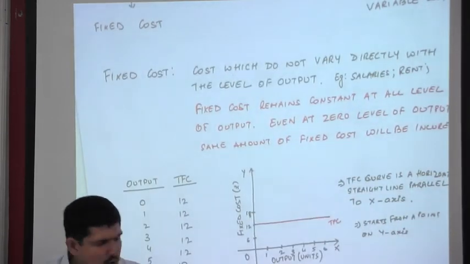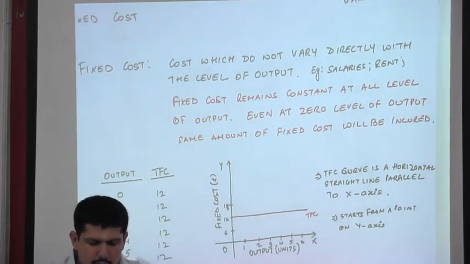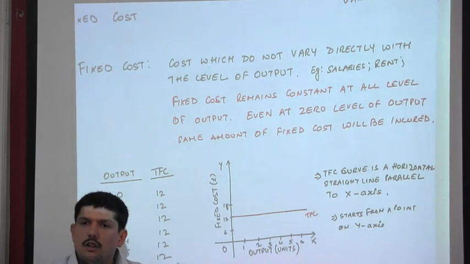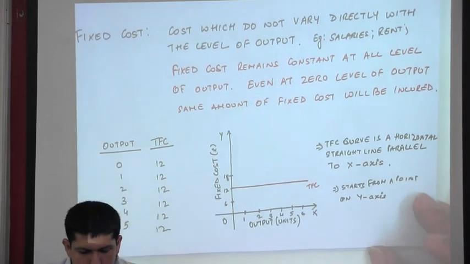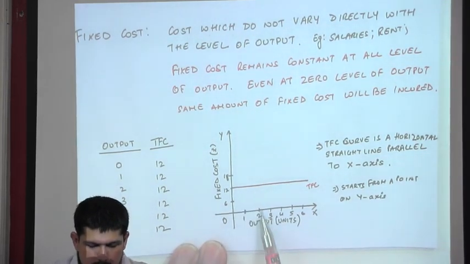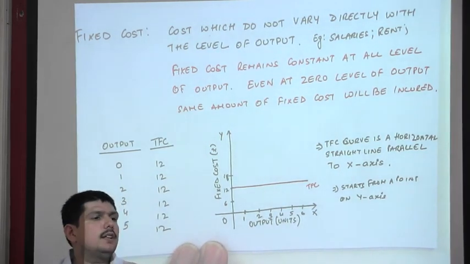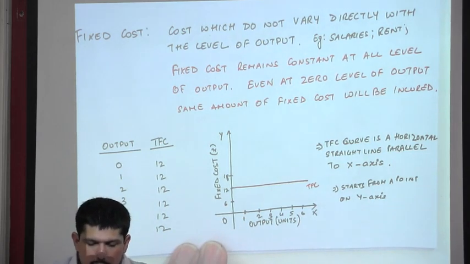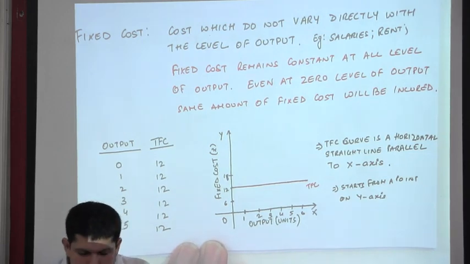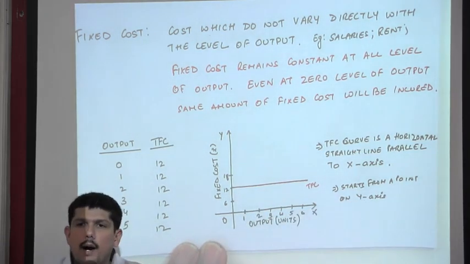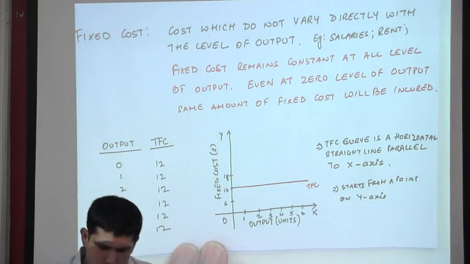So when we talk about fixed costs, we've seen it with the help of a diagram where the output increases from 0 to 5, but the total fixed cost remains constant at all levels of output. So what will be the slope of the total fixed cost curve? Because at 1 unit the cost is 12, at 2 units 12, 3 units 12, 4 units 12, 5 units, whatever number of units, I am incurring a fixed cost of 12. So our fixed cost curve is a horizontal straight line parallel to the x-axis. Another key feature is that it will start from some point on the y-axis, because even at zero level of output, there will be some fixed cost incurred.